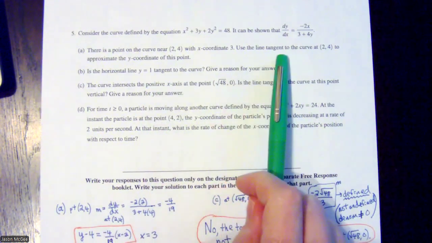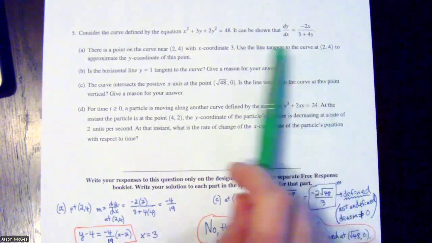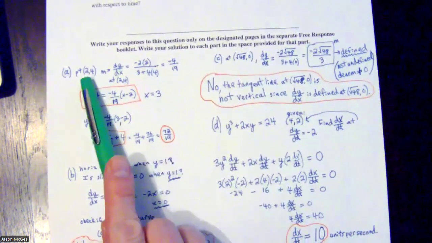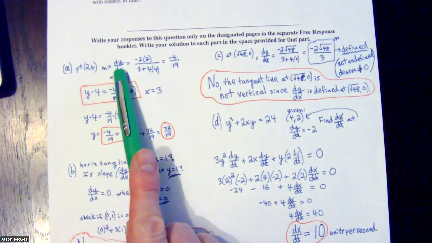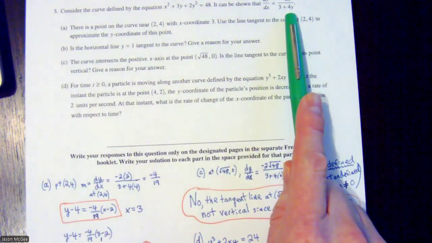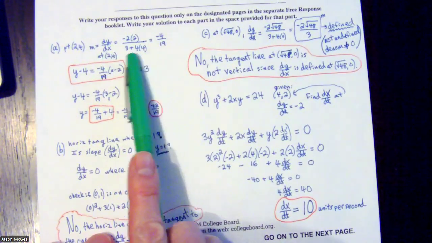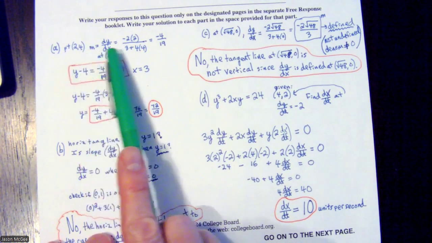It mentions use the tangent line to the curve at this point to approximate the y coordinate. So they give us a point. I'm going to take that point and plug that into this first derivative right here for the x and y. This is a no calculator problem, very easy to do without the calculator. So just plug that point into the derivative.